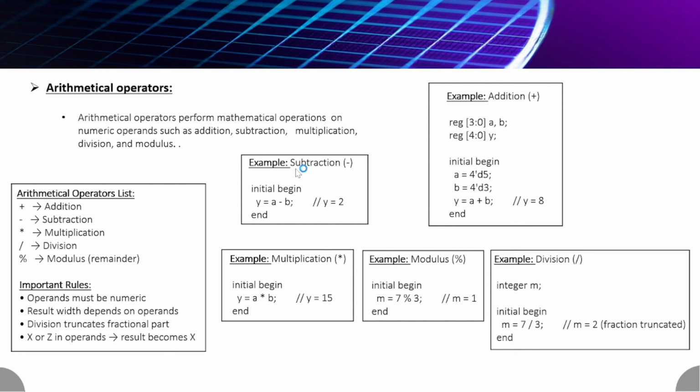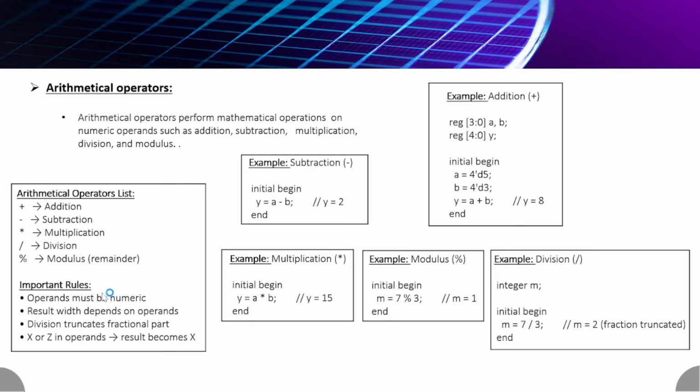Let's understand this with examples. In the addition example, we add two 4-bit numbers a and b. Since addition can generate a carry, the result y is declared as 5 bits wide. In the subtraction example, the result is simply the difference between a and b. In the multiplication example, the output width depends on the input widths. The result can be wider than the operands. In the modulus operation, the result is the remainder of division. In the division example, any fractional part is truncated and only the integer value is stored.